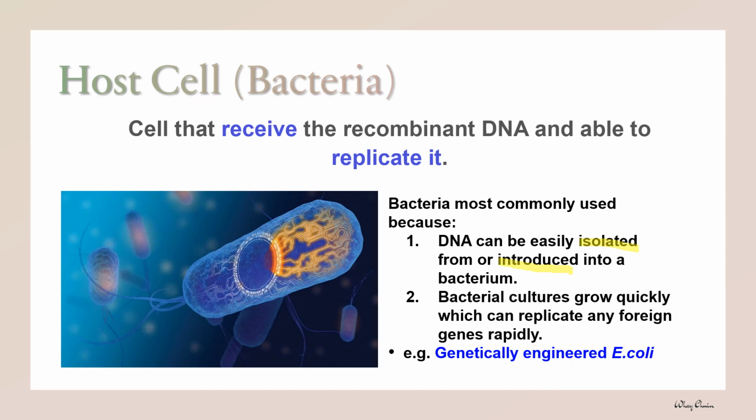Dan apabila recombinant DNA ini reintroduce back into the bacteria, they able to undergo binary fission, which is a type of cell division that the bacteria can produce many copies of the DNA. So examples of the bacteria that use as a host cell, which is the most common one, still E. coli. So the E. coli that carry the recombinant DNA, we call it as genetically engineered E. coli.